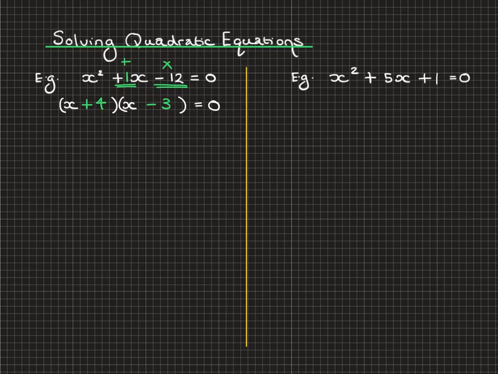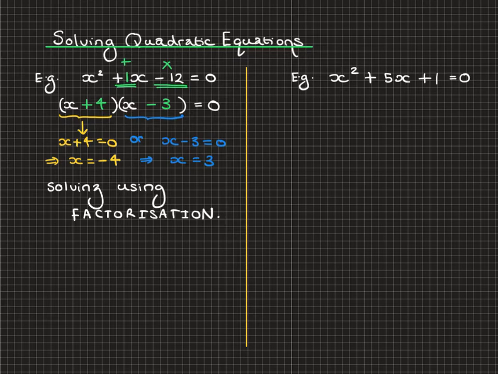We now create a pair of mini equations because the two brackets have a product of 0, which means either x plus 4 must equal 0, which then gives me x equals negative 4, or, as an alternative, x minus 3 must equal 0, which gives me x equals 3 as a root. So we have our pair of roots, x equals negative 4 and x equals 3, and we've solved this quadratic equation using the process of factorisation.